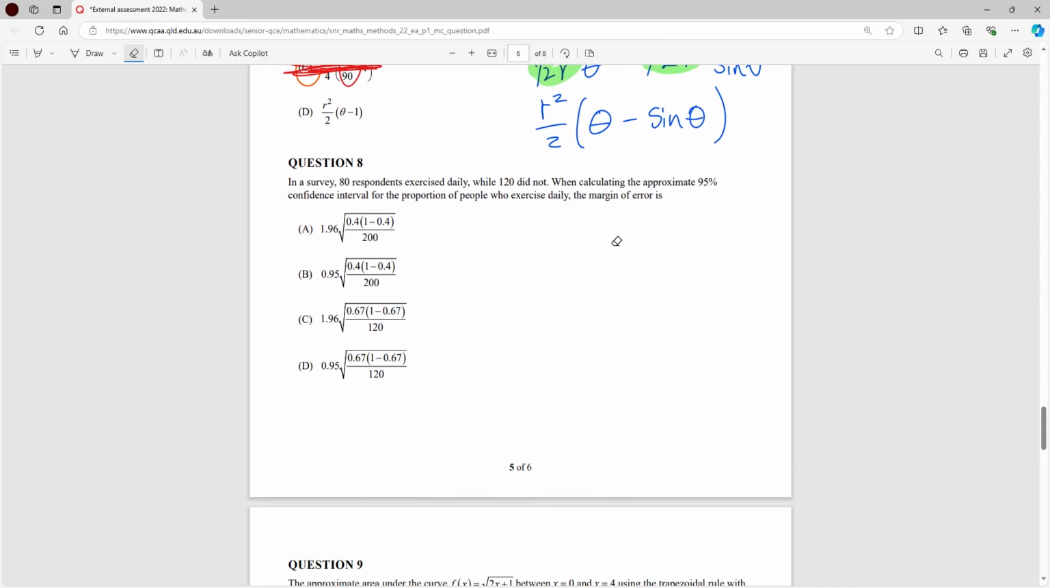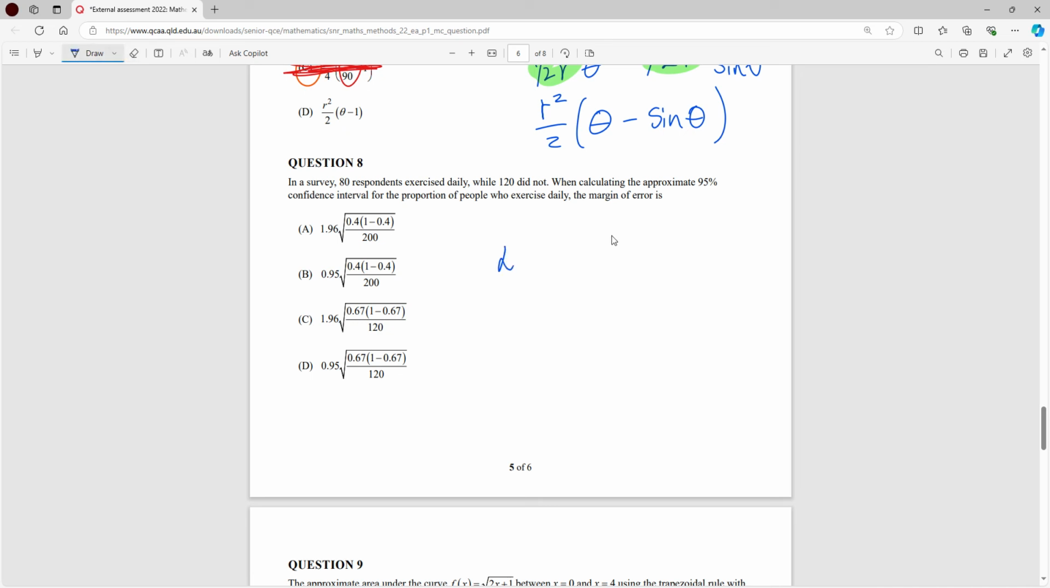So question 8. In a survey, 80 respondents exercised daily while 120 did not. When calculating the approximate 95% confidence interval for the proportion who exercise daily, the margin of error is.